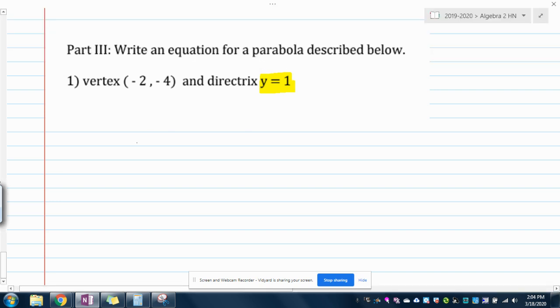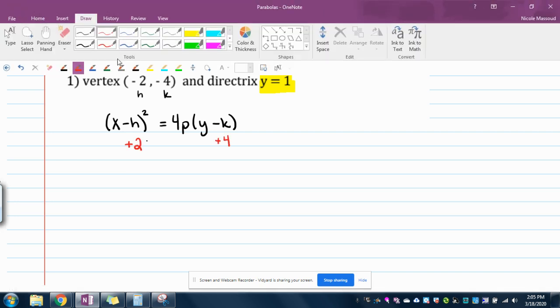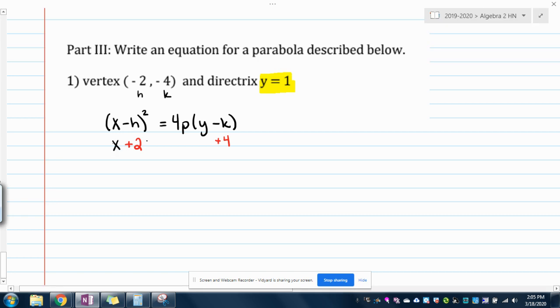Okay, so I'm going to write the equation down: (x - h)^2 = 4p(y - k). So I start filling things in. I have h. I have k. h is -2, so I'm going to have a +2 here, and I'm going to have a +4 here. So it's (x + 2)^2 = 4p(y + 4). But I need to know what p is.